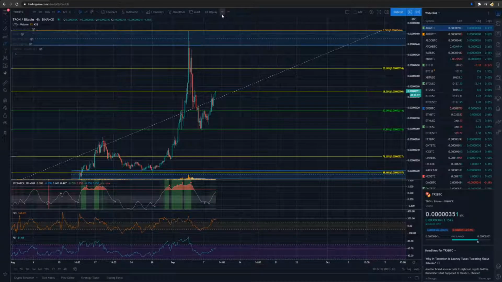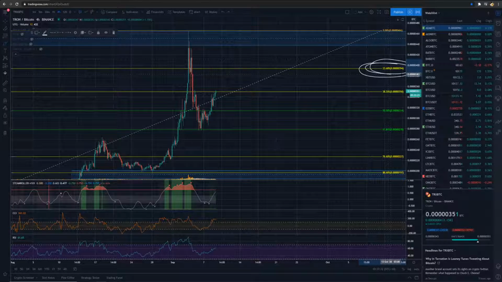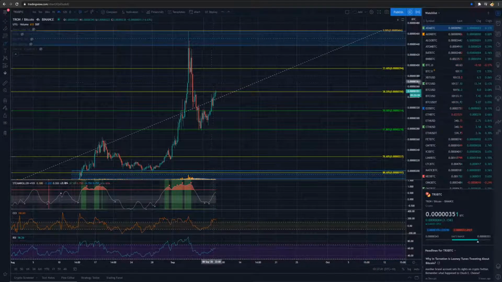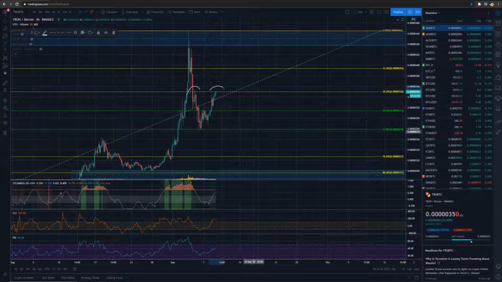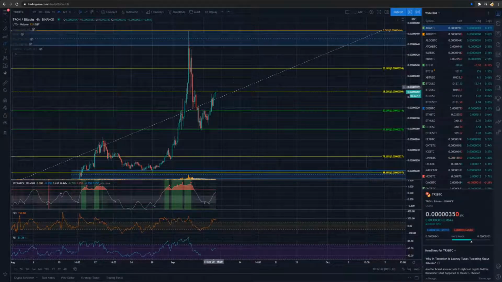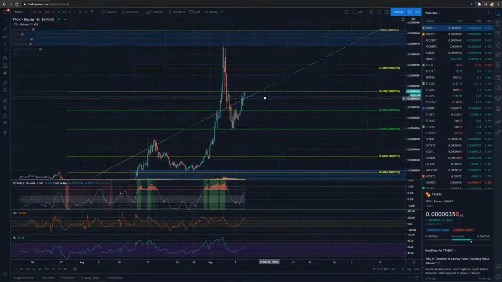Otherwise, in the immediate term, I'd be looking for that 23.6 fib level, 394, to be held and respected if we break above and close above this 38.2. So we're at a crucial point at the moment. Fibs are being respected quite nicely with TRX.